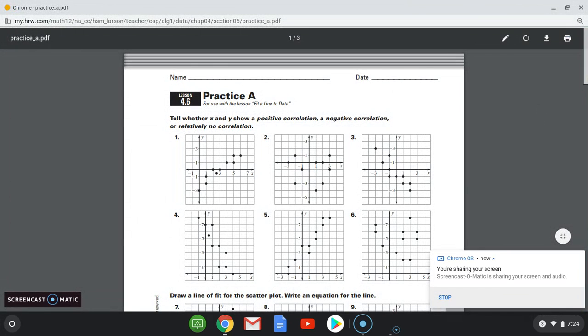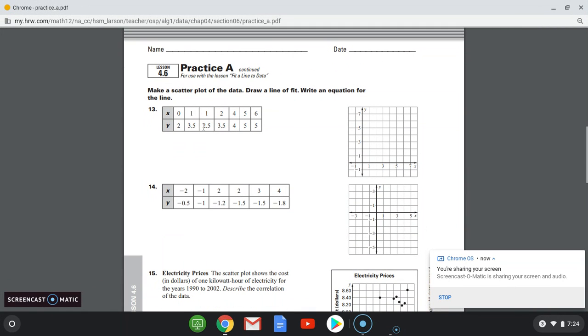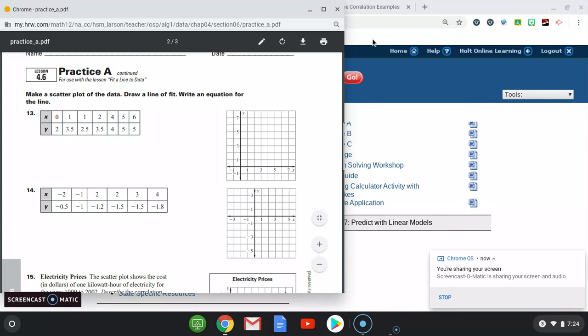So what I'd like to do is go back to that practice worksheet A, and you'll see there's some directions here. For ones like number 13 and 14, it says, make a scatter plot of the data. This is what you'll be doing for homework. Then it says, draw a line of fit, write an equation for the line. So here's what we're going to do. We're going to take this data here. I'm going to minimize this over here.